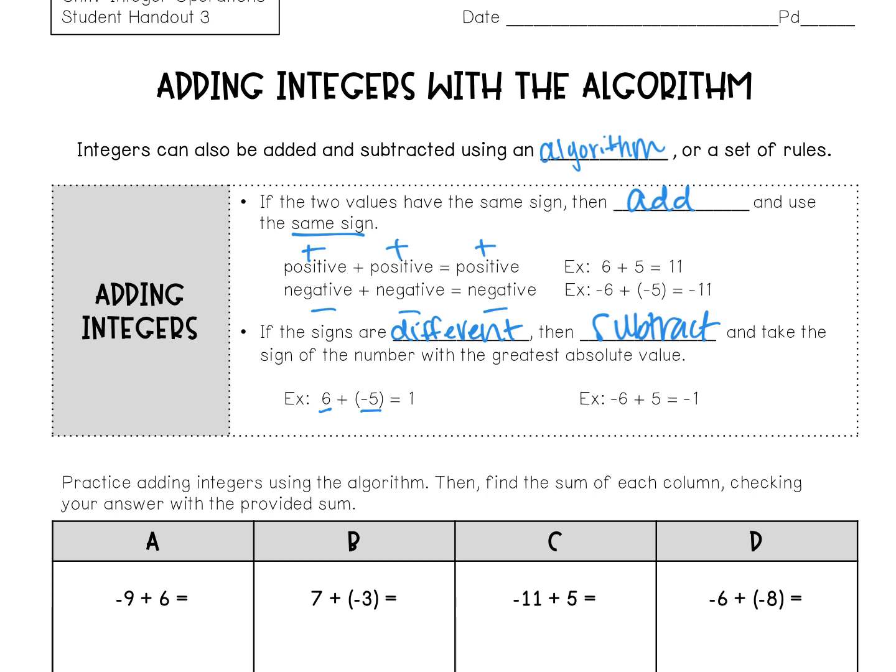And the absolute value of 6 is 6. And the absolute value of negative 5 is 5. So, since 6 has the greatest absolute value, we're going to keep the sign of the number 6. And 6 is positive, so our answer will also be positive. And in this example, negative 6 has a negative sign, so the negative will be in our answer.